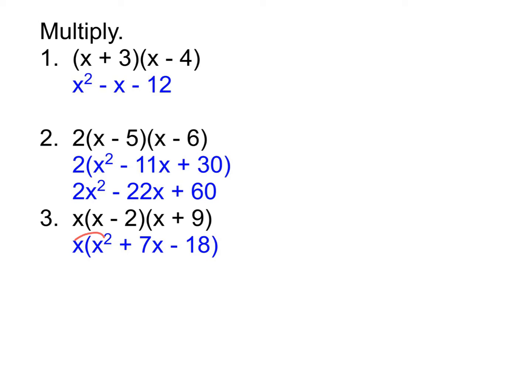So if I do x times x squared, that's going to give me then x cubed. And then we do x times 7x, so that's going to give me 7, and then x times x is x squared. And then finally we do the x times the minus 18, which gives me minus 18x.